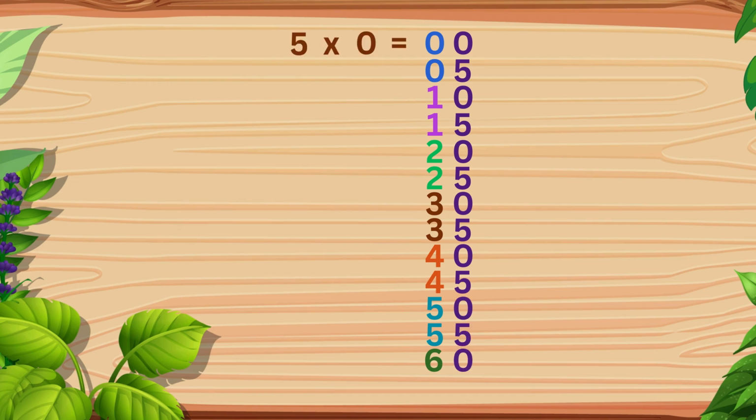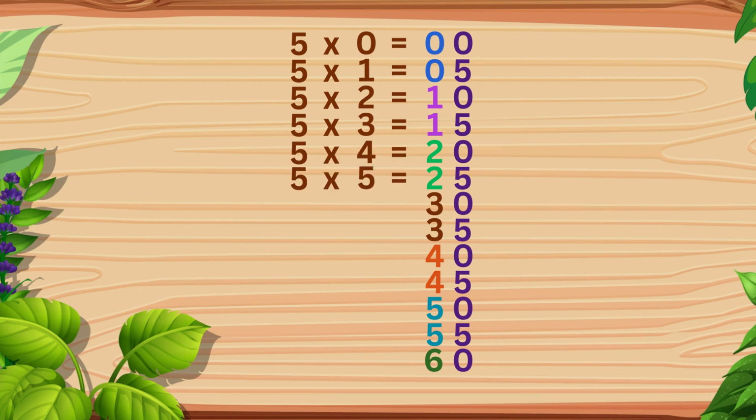5 times 0 equals 0. 5 times 1 equals 5. 5 times 2 equals 10. 5 times 3 equals 15. 5 times 4 equals 20. 5 times 5 equals 25. 5 times 6 equals 30.